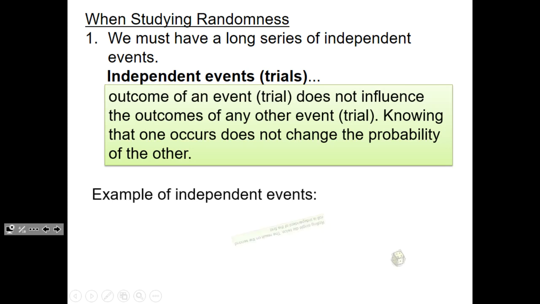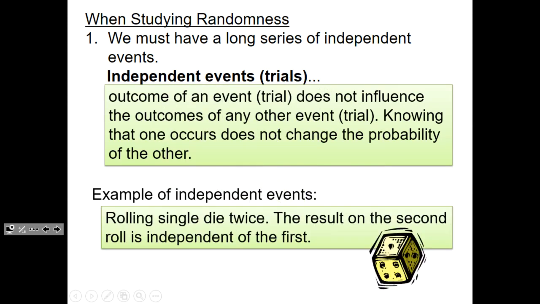Now, an example of this, rolling a single die twice. The result on the second roll is independent of the first. What I got the first time isn't going to change the chances of what I get on the second roll.